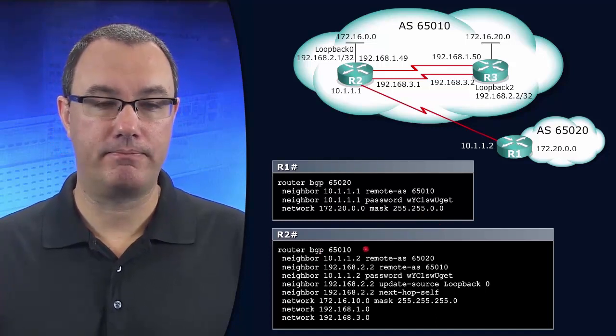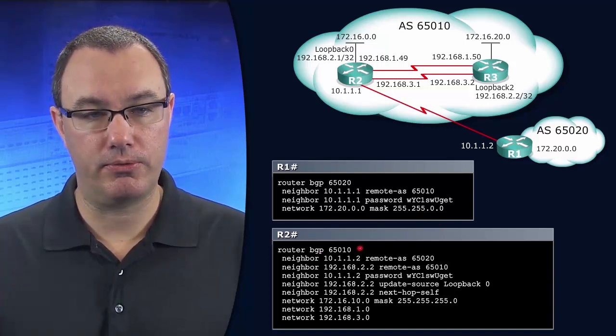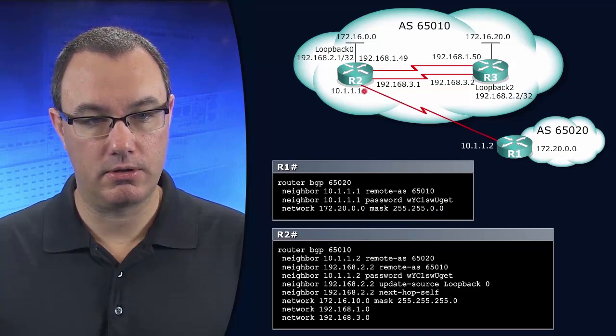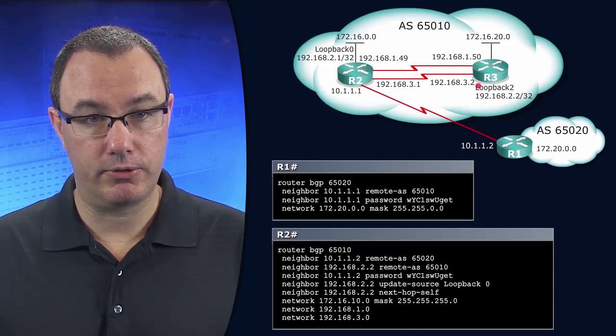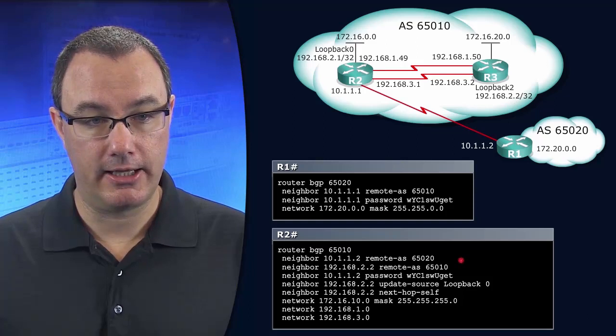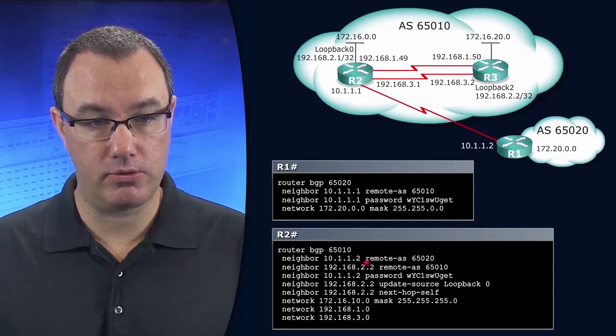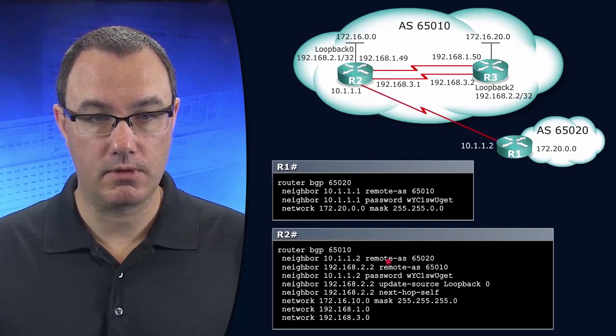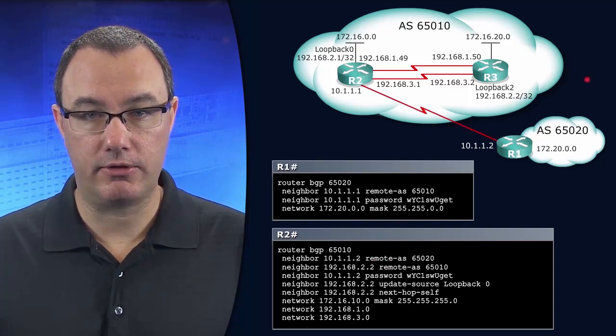R2, if we are looking at R2 over here, we are pointing over to R1. We're pointing over to R3. So we're pointing to its loopback interface. Take a look at that. That's really interesting. So R2 is pointing to R3 via 2.2. And that's that address right there.